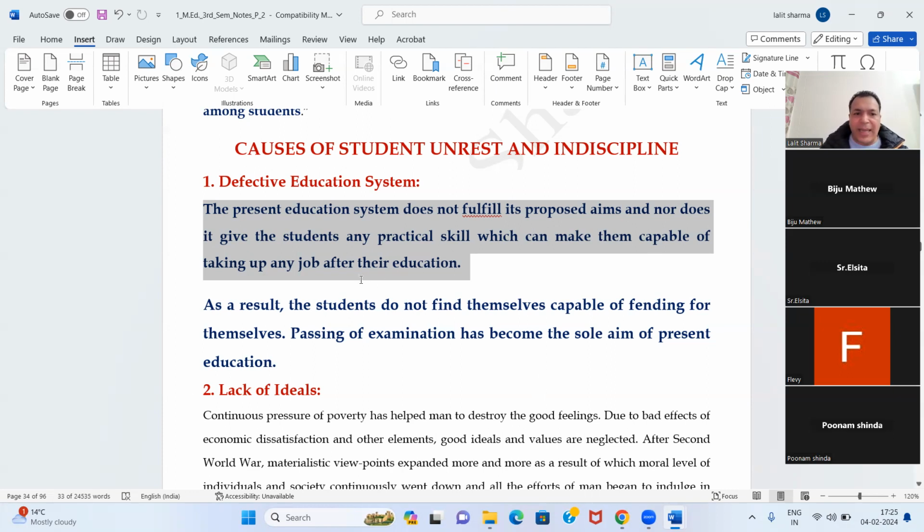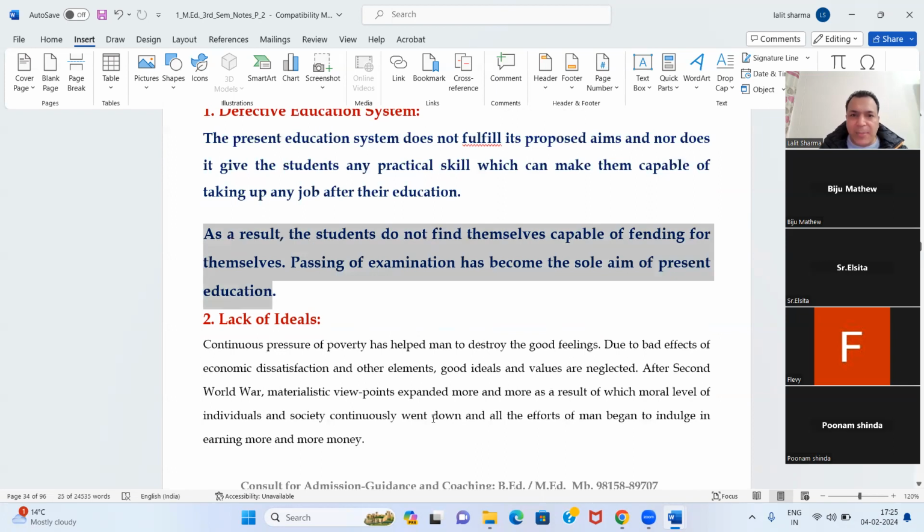So defective education system hai. As a result, the student do not find themselves capable of. ये थोड़ा word गलत आ गया. For themselves. Passing of examination has become the sole aim of a present education system. बस पास ही करना है, right? अब you भी है ना, अब you all are looking my lecture, you only have in the mind कि हमें MEd पास करनी है, but even passing के चक्कर में you have missed the most important things which will help you the rest of your life. ये कौन है, who will teach you in the next, from where you will get this.